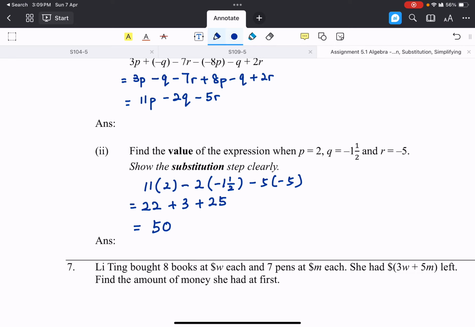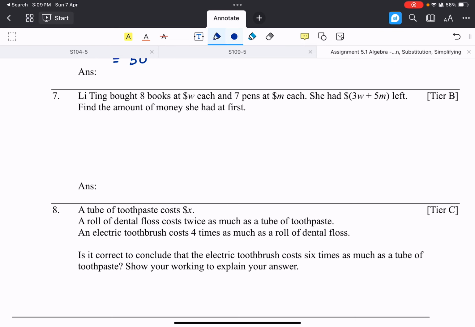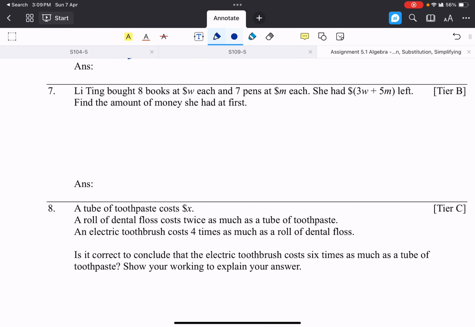Okay. Question 7. We have Li Ting bought 8 books at W dollars each and 7 pens at M dollars each. And then she had 3W plus 5M dollars left. Find the amount of money she had at first. So let's figure out how much money she spent. Amount of money spent is equal to 8W plus 7M. So this is the amount of money she spent, and that's the amount of money left.